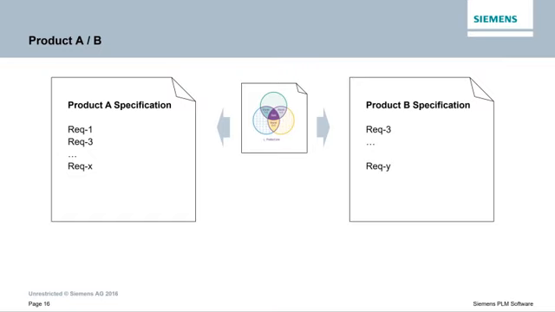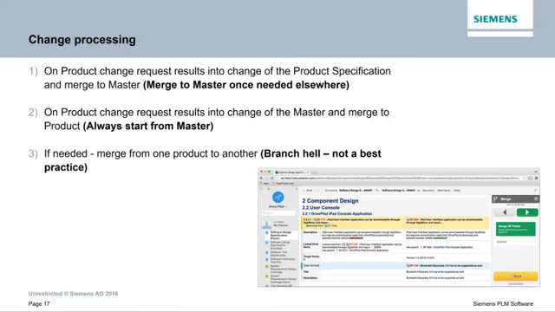So first one is the change processing. We have a master specification, we have a product specification that is a subset of the master specification, and whenever we need to process a change, the change could result in a change of the product specification. So later, you merge this change to the master. Whenever I need to do something specific for my product A, I could go directly to my product specification, modify it, and I need a solution to merge this change later to my master specification for future reuse. It means anytime I would need to adopt this change for another product, I don't go product to product, but I go always through the master specification.